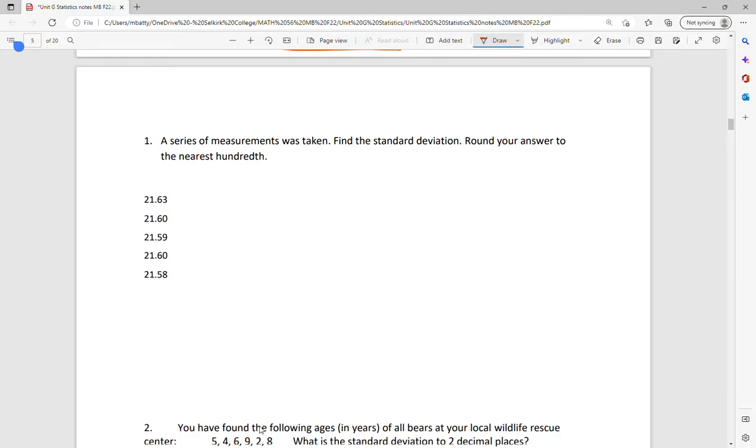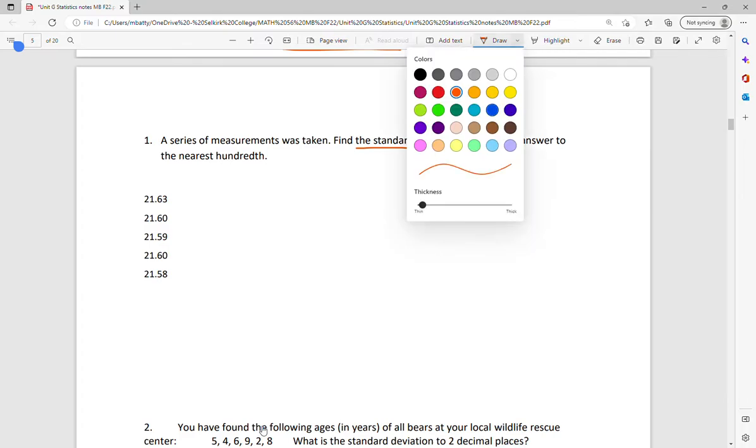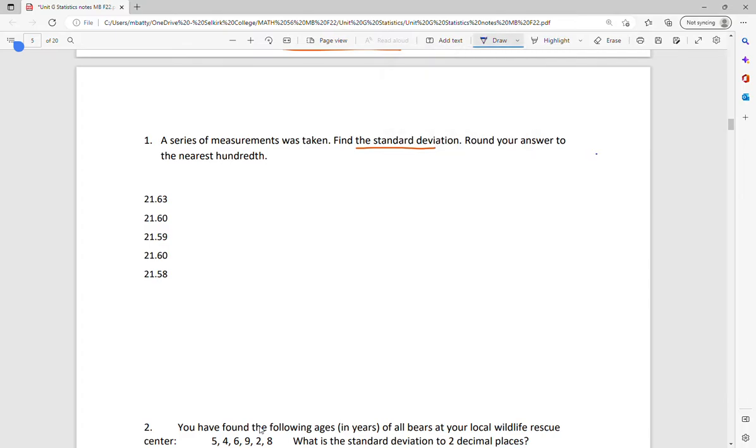So the next example gives us a series of measurements, and we want to calculate the standard deviation. So the first thing I'm going to do is calculate the average. I'm going to total the data on my calculator and divide it by 5. Rather than writing out all the data, I have to punch it into my calculator. I'm going to round my answer to the nearest hundredth. In this one, the average works out to exactly 21.6. So this is my mu value. This is my mean. This is my average.